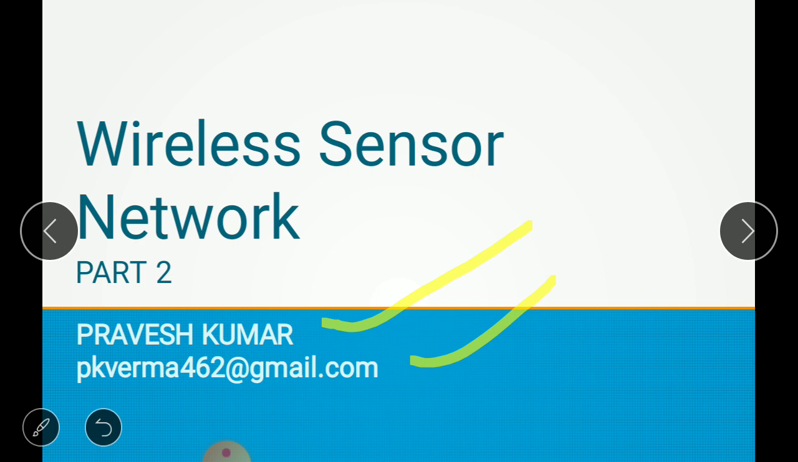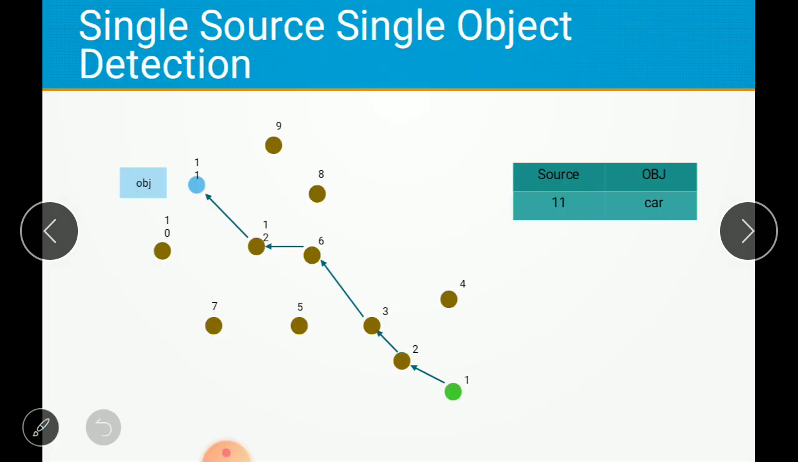In the earlier part 1 video, we talked about a brief introduction of WSN. In this video, we talk about the various types of WSN and how we use them for object identification or detection. The first one is single source single object detection.